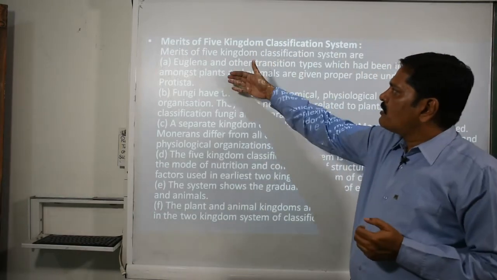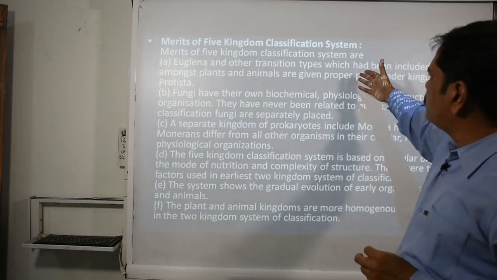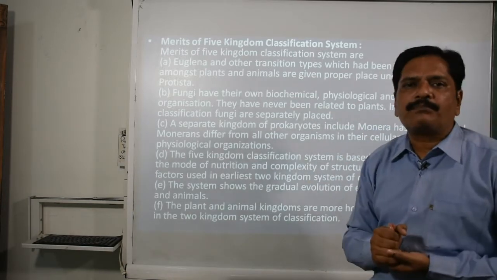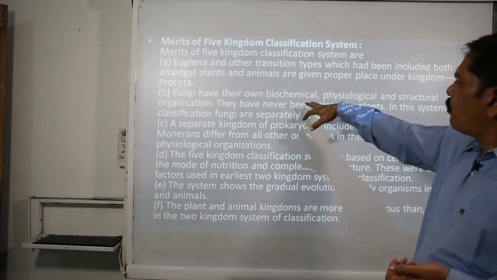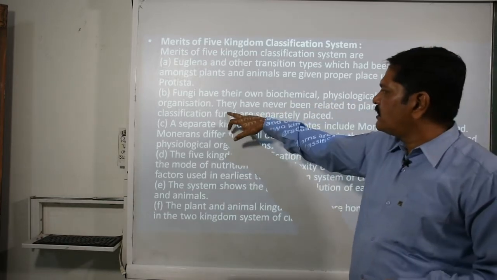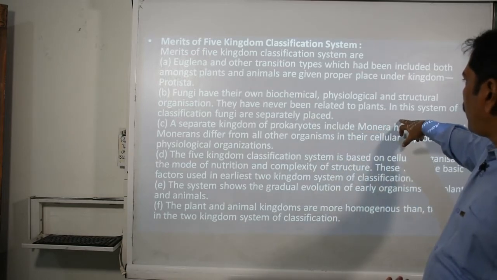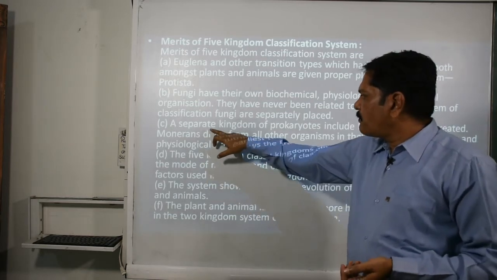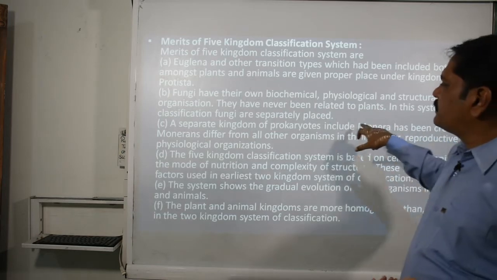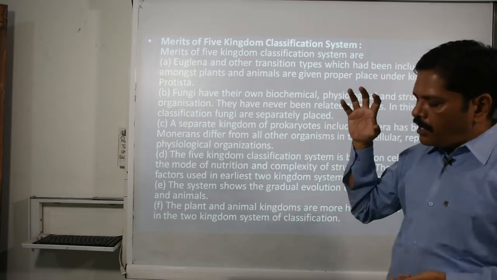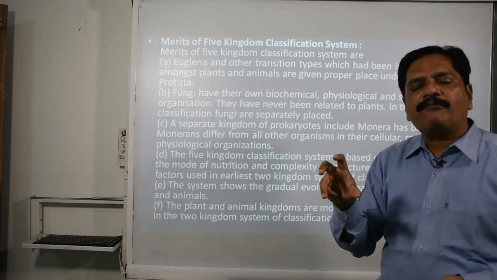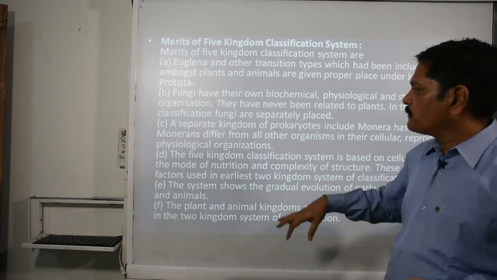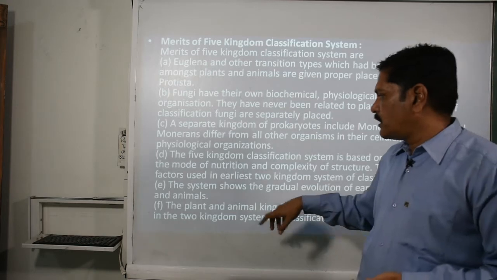Now so what are the merits? The Euglena and other transition types which had been included both among the plants and animals are given proper place in this one, that is the Protista, okay. Then the fungi have their own biochemical, physiological and structural organization, and they have never been related to plants, and in this system of classification fungi are separately placed, clear. A separate kingdom of prokaryotes, Monera, has been created, okay. So that's why a proper place on the basis of the physiological and morphological facts, as well as on the basis of the speciality of the nucleus, this Protista and Monera are also created.